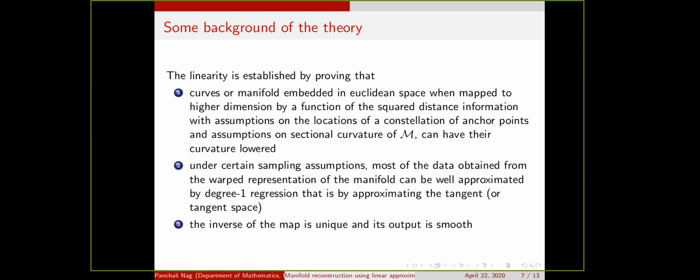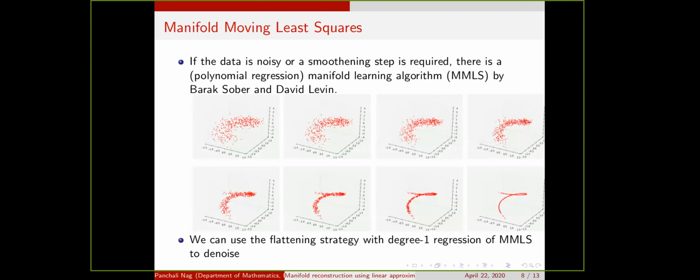So the first application of this work is in denoising. There is a well-known recent algorithm called MMLS, manifold moving least squares, which approximates data from a point cloud, but it's a polynomial regression. So you have to feed into the algorithm what the polynomial is. One way to think about it is that we can use this flattening strategy with the degree 1 regression of MMLS. So basically we do a degree 1 regression after taking the data into a new, higher dimensional space.